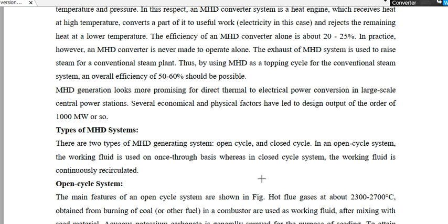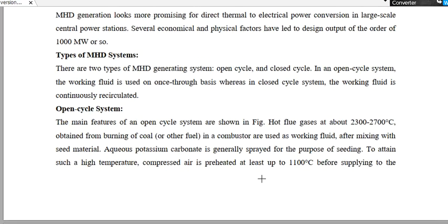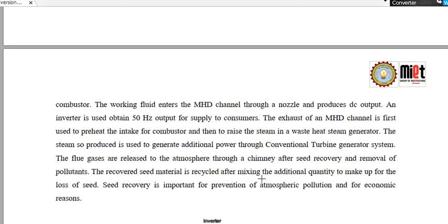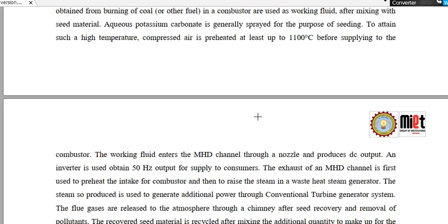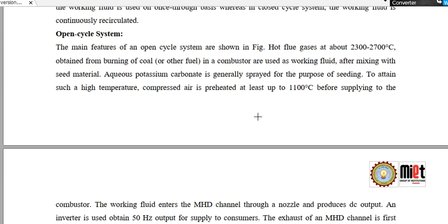So let's first see in this part the open cycle system. The main features of an open cycle system are shown in the figure. So this is the figure of an open cycle system. We will discuss it after going through the content.